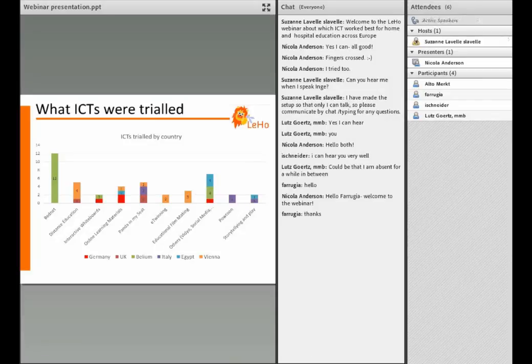And then the next ones were using online learning materials, self-education type thing. And then the one, Panda in My Seat, which was trialed by people in Italy and in the UK, and also was discussed in Vienna as a possible solution for younger children. So we had a really good mix of different types of ICTs across Europe, which was great to see that people were trying different things, not just the most easy or the most obvious.